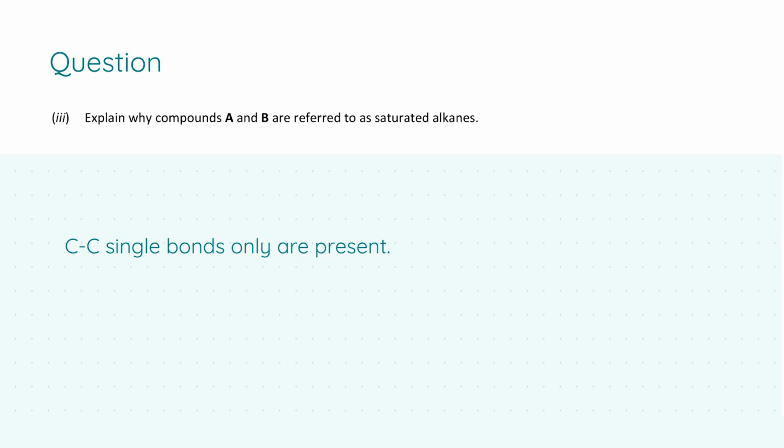Then part 3 to this question, they're asking us to explain why compounds A and B are referred to as saturated alkanes. So I did mention this earlier, and since they only have carbon-carbon single bonds. So all the bonds are only single bonds, there's no double or triple bonds or anything like that. So that's how we know they're saturated. So for this, you'd receive 3 marks. And this year they also accepted that no addition reactions were possible and the maximum number of hydrogens were present. So either of those other answers would have given you the full 3 marks as well.